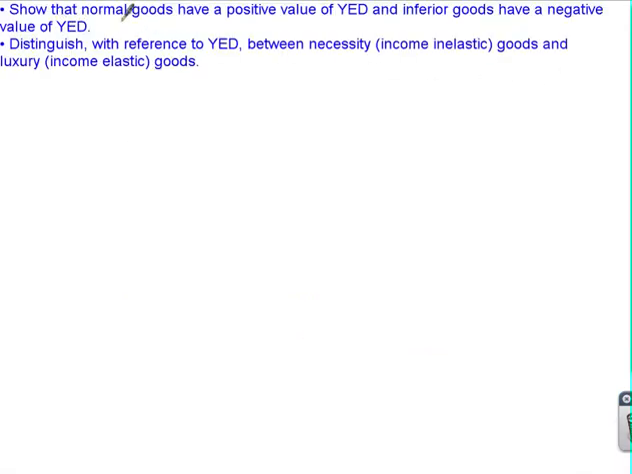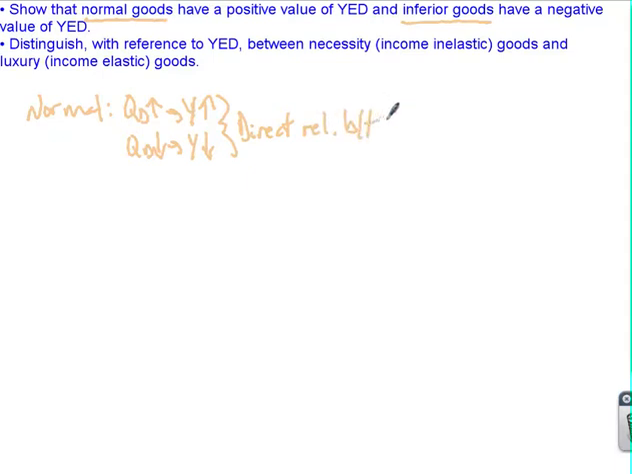And so we want to look at these couple of different terms. This is to show that normal goods have a positive value of income elasticity, and inferior goods have a negative value. So a normal good simply means that the quantity demanded increases when income increases, and the quantity demanded decreases as income decreases. There's a direct relationship between, let's write that out, direct relationship between quantity demanded and income. And so most goods are like this.